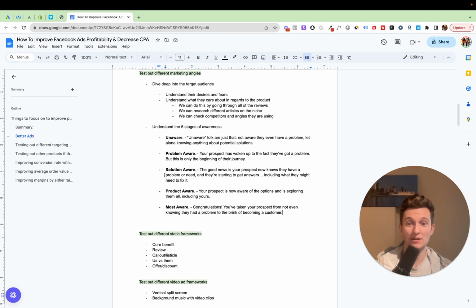Because, say for instance, we have a client that sells an anti-aging pillow as an example. We could tailor our ads towards us versus them, product aware people, showing why they should be buying our product versus competitors, or to the people who are mainly solution aware.